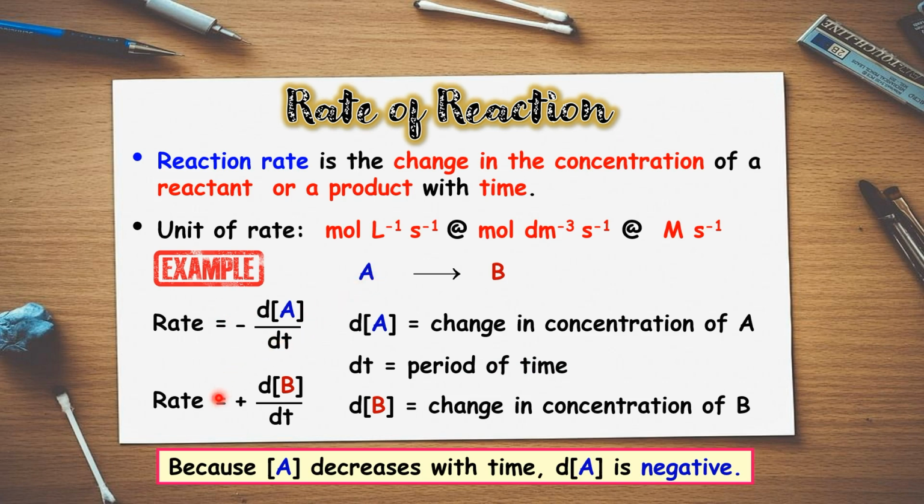Okay. For B, rate is equal to positive d[B]/dt, where d[B] is the change in concentration of B. As the reaction goes by, the concentration of B will increase. So that's why we write a positive sign here.